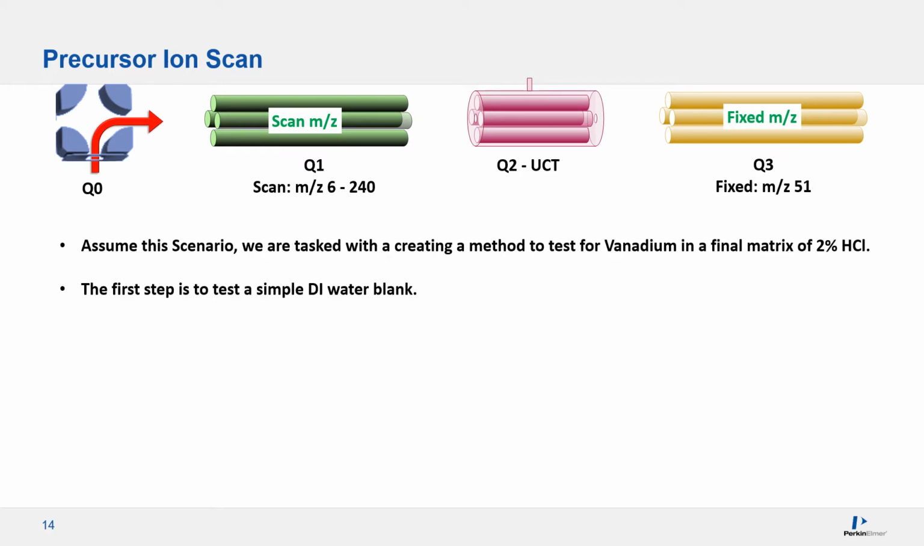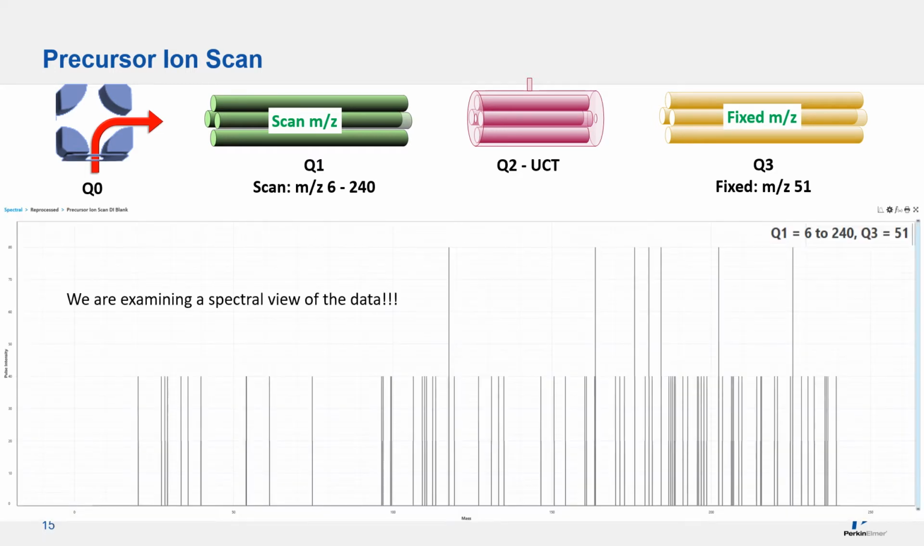So let's do an example. Let's say we're looking at vanadium, and in this case what we would do is look at mass 51. So Q3 would be fixed at mass 51, and then we can scan the whole mass range of Q1 from 6 to 240, say. First step is to look at water, see what shows up. So we do that scan, we set Q3 to 51, we scan 6 to 240, we get a bunch of data. We get a spectral view of the data by doing so.